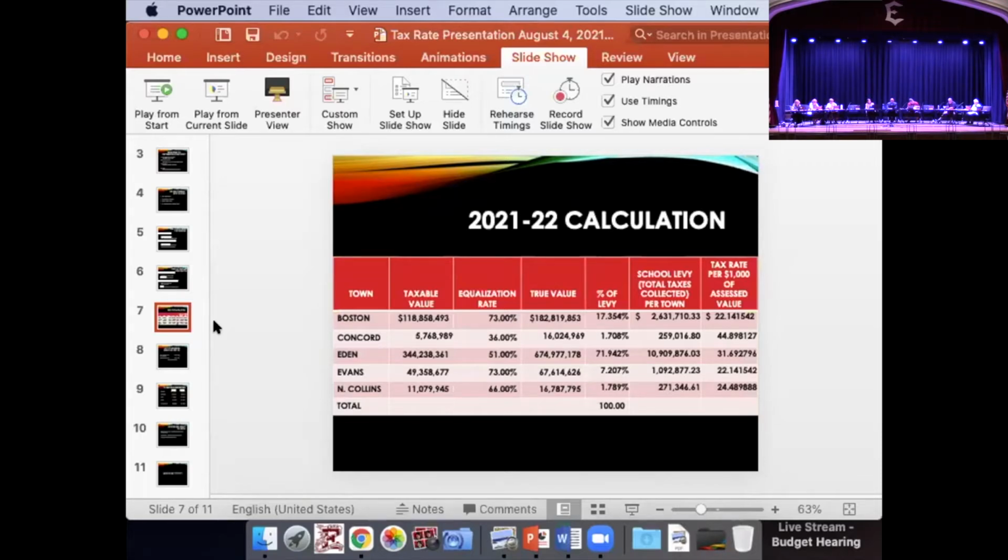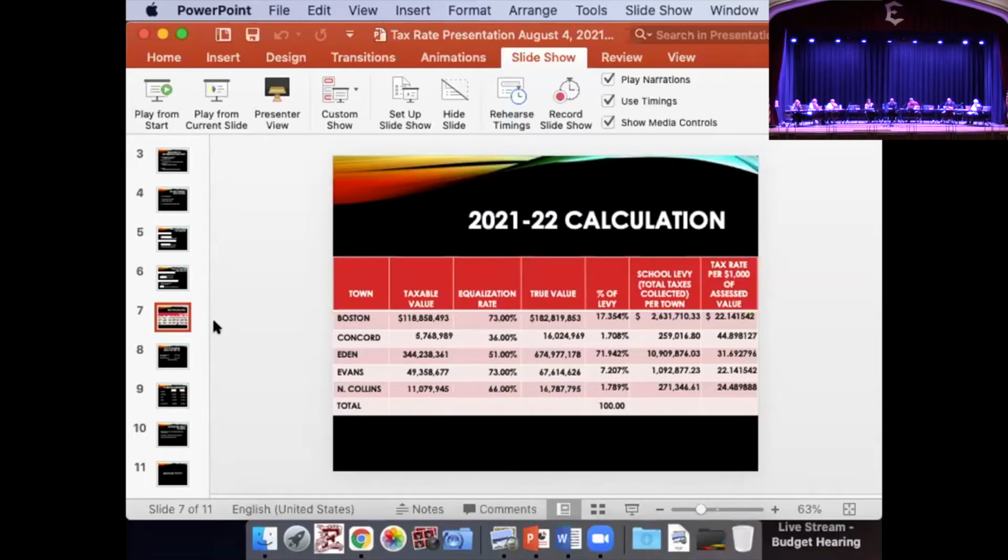So their true value is $16,024,969, or 1.708% of the total levy, meaning that their total taxes due from their properties is $259,016.80. And their tax rate comes out to $44.898127. I'm going to go through all of these individually because the repetition is what I'm hoping makes it a little clearer because there's a lot of numbers here.